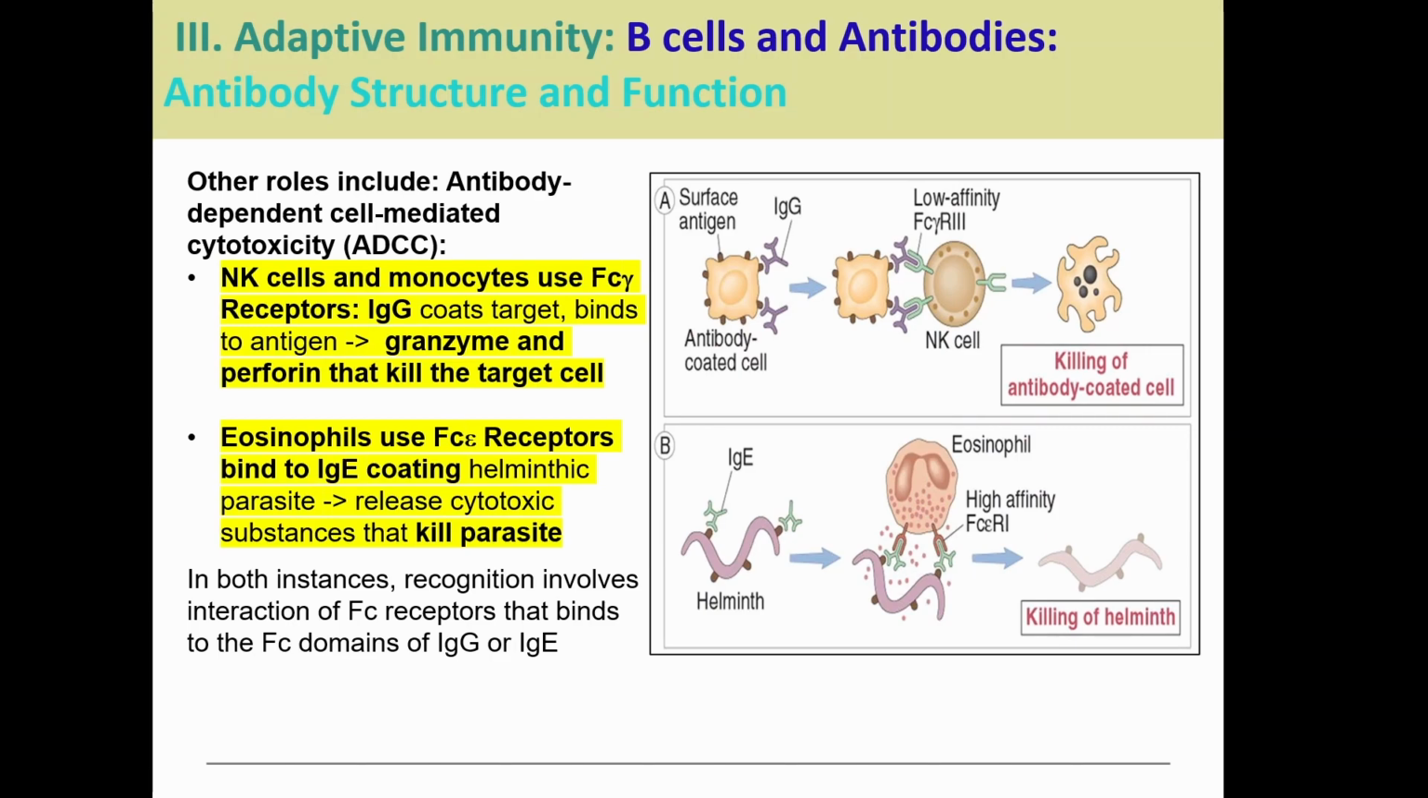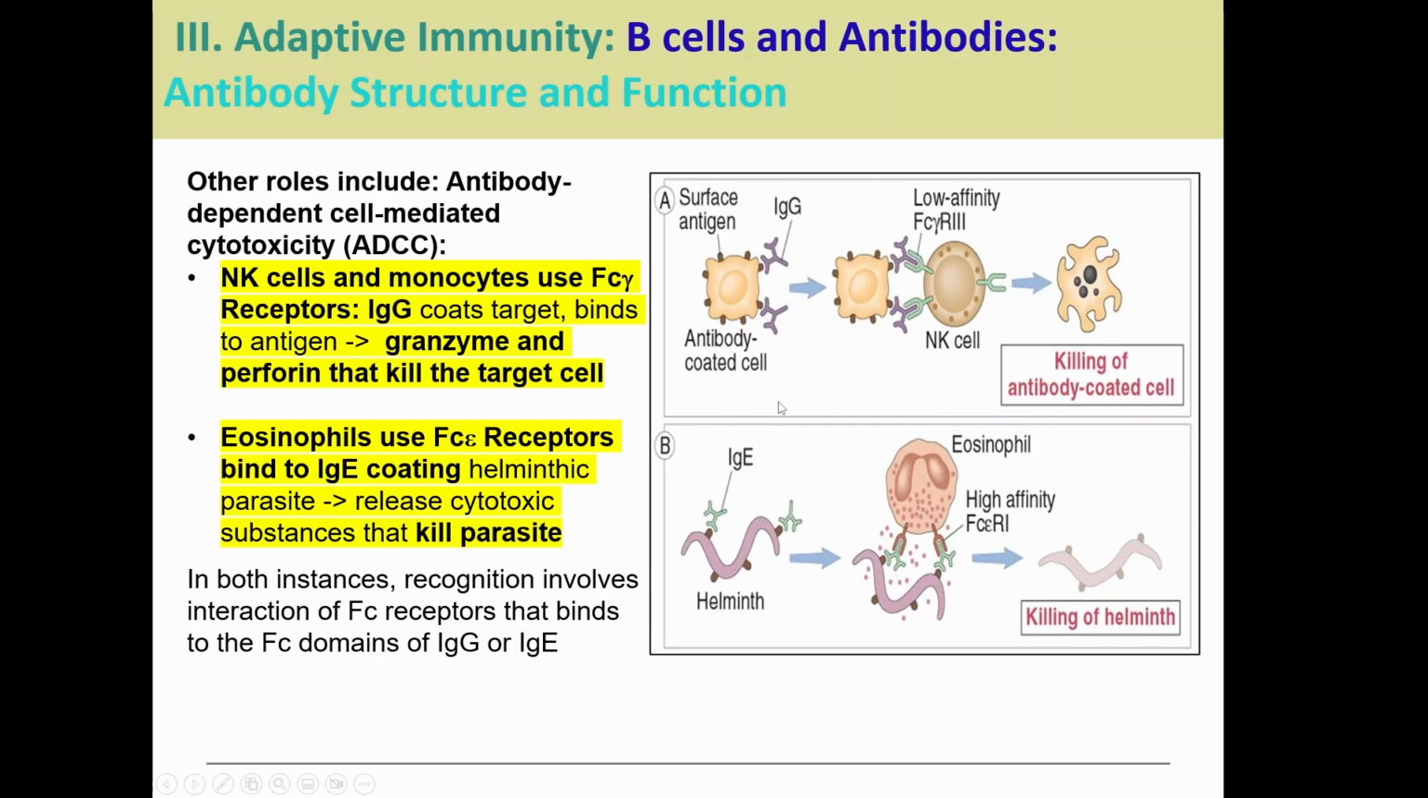Other things that we can do, so we can go through antibody-dependent cell-mediated cytotoxicity, with natural killer cells and monocytes. We can use these receptors for IgGs. Basically, IgG will coat the target. It'll bind to an antigen, and then the natural killer cells and monocytes can use that to trigger the granzyme and perforin. So if we look at the coding here, we have IgG, the antibody-coated cell. The natural killer cell binds to the antibody, giving the natural killer cell an easy way to target that cell that we need to get rid of.